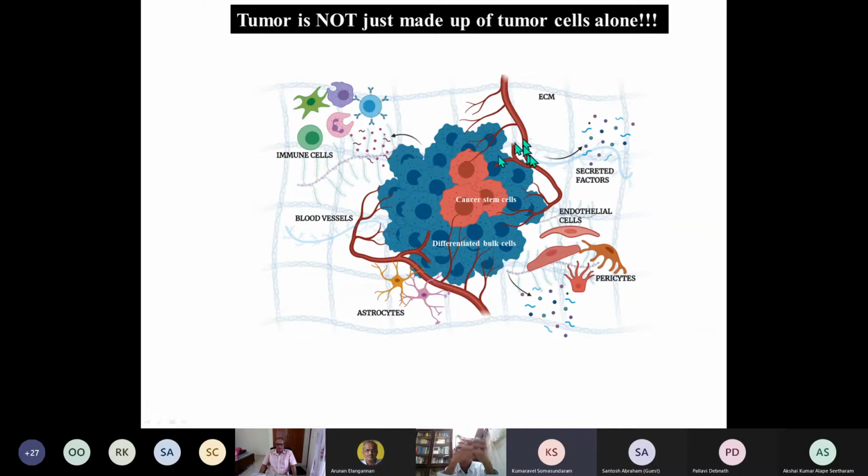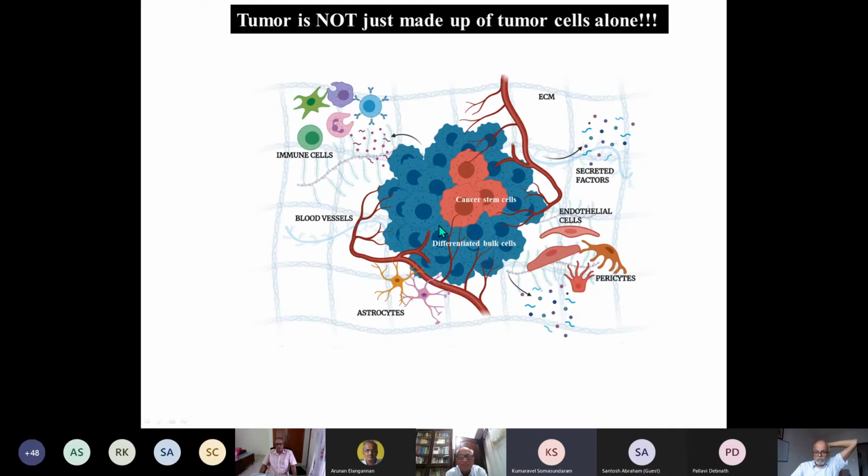If you look at a schematic of what a tumor looks like, what you see in the middle is actually tumor cells. There itself, there are two types of tumor cells. The red color cells are the cancer stem cells. You can call them cancer stem-like cells as well, and also cancer stem cells. And there are a large number of blue color cells. They are also tumor cells. They are called non-cancer stem cells, otherwise called differentiated bulk cells. So there are already two types of tumor cells.